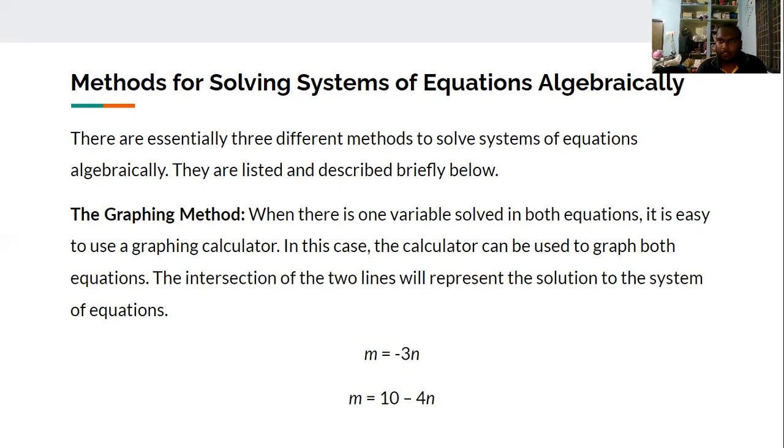The graphing method. When there is one variable solved in both equations, it is easy to use a graphing calculator. In this case, the calculator can be used to graph both equations. The intersection of the two lines will represent the solution to the system of equations. For example, you are given m is equal to minus 3n, and m is equal to 10 minus 4n.